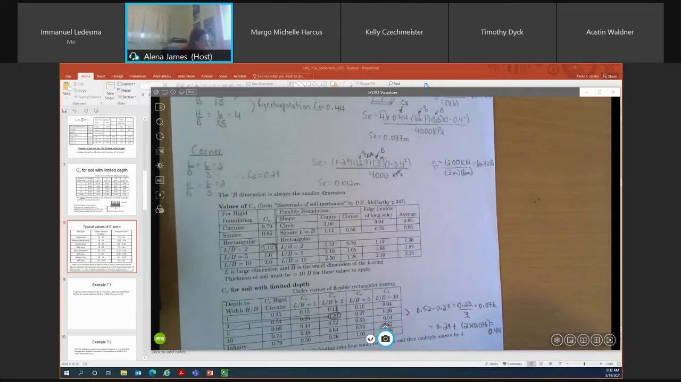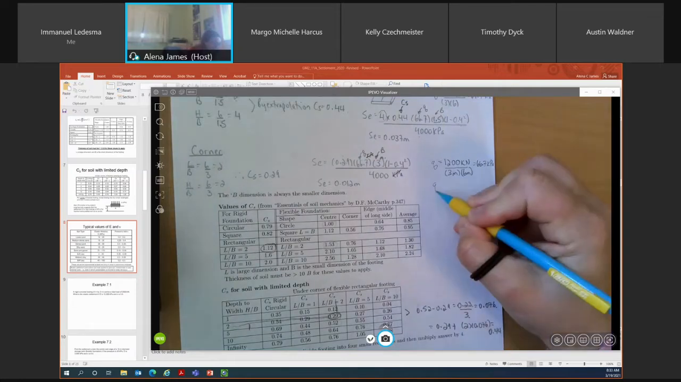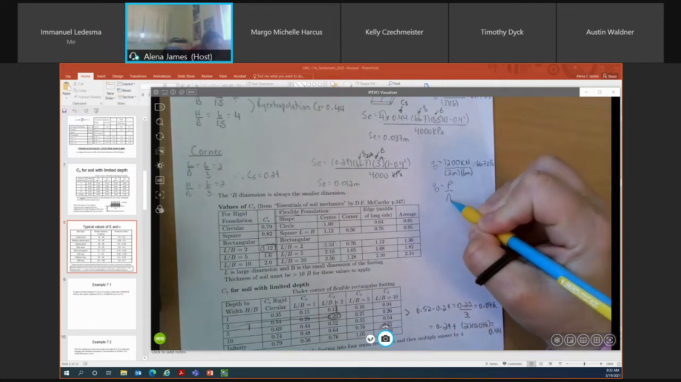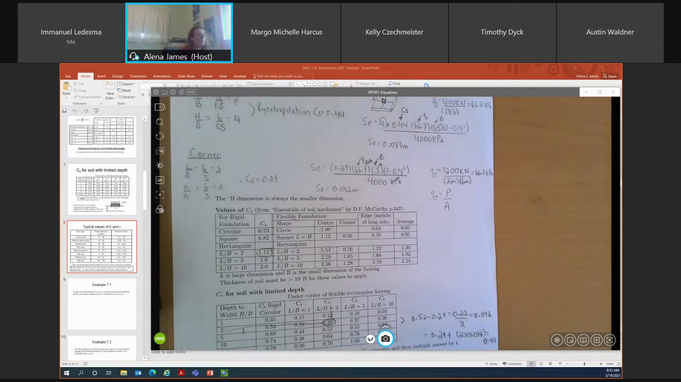The next part, again, we weren't provided with our average stress value. So we have to determine what our stress is by converting our load into a stress. We know that Q is equal to P over A. We know our P value was 1200 kilonewtons. That was provided in the problem. And we know the area of our footing is 3 meters by 6 meters. So we were able to determine our Q value, which is 66.7 kPa.